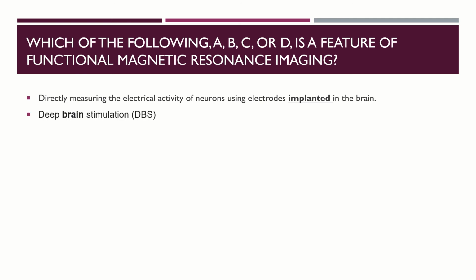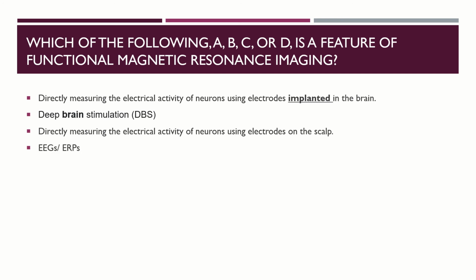That is not the correct answer because that is deep brain stimulation. You do not need to be aware of deep brain stimulation, but that's what they're describing. By knowing that it doesn't describe fMRI, you're enough not to tick that one. Directly measuring electrical activity using electrodes. Directly. Well, we know that fMRIs are indirect, so it can't be that one.